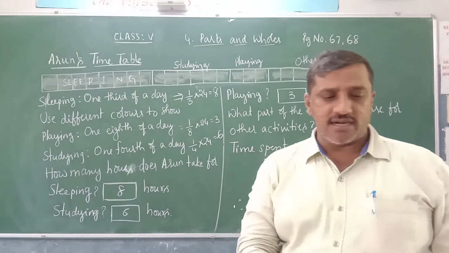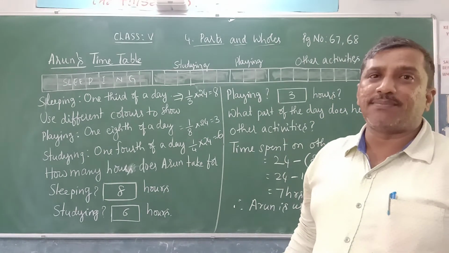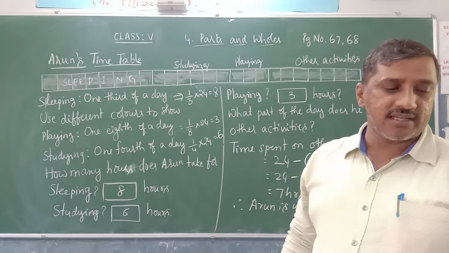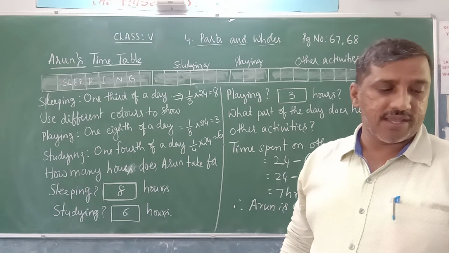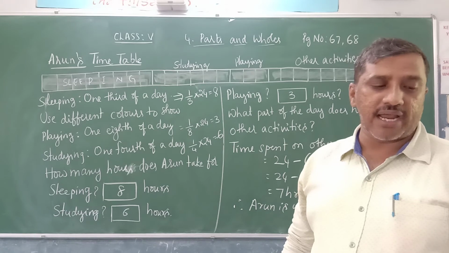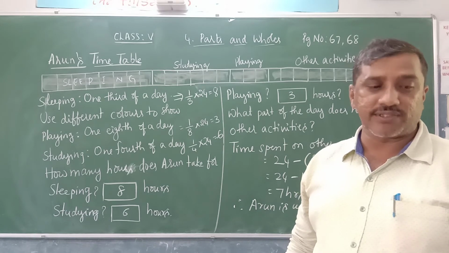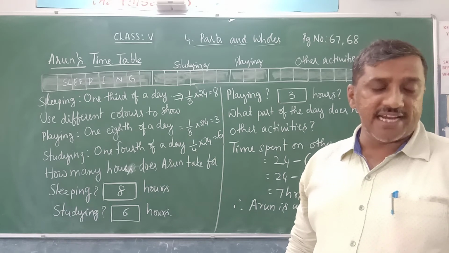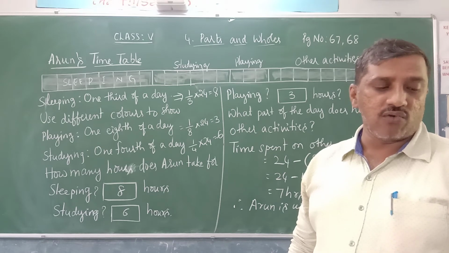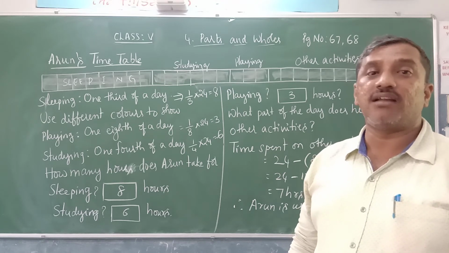Now you see here, Arun sleeps at 10 p.m. and wakes up at 6 a.m. He plays from 7 to 8 a.m. and again from 4 to 6 p.m. One day is 24 hours. Then how will I find out 1/3 of a day?